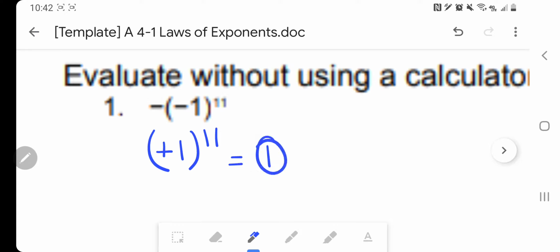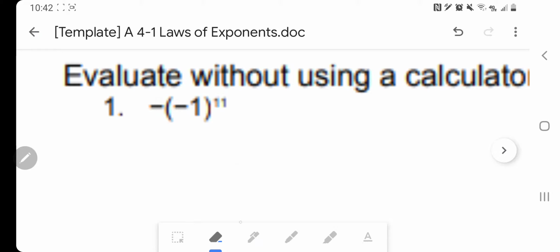Well, although your answer might be correct, there's a special law that you have to know in order to fully understand this problem. So notice that we have a negative out here. This negative represents an invisible 1. So in reality, you have a negative 1 out here. And then you have your negative 1 in parentheses raised to the 11th power.